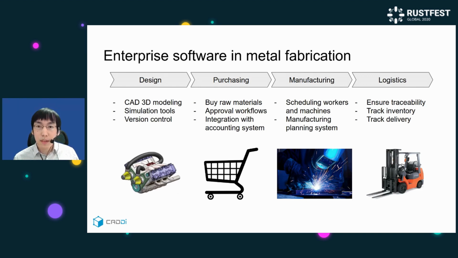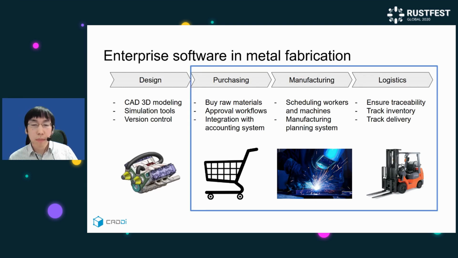Once the actual product is created, we need to deliver it to the end customer, which requires equipment like the forklift shown here. We need to track inventory in the warehouse and also make sure that we know when it's finally delivered. Most of the information in today's talk is based around my experiences developing the right-hand three: purchasing, manufacturing, logistics, and developing software for these areas.